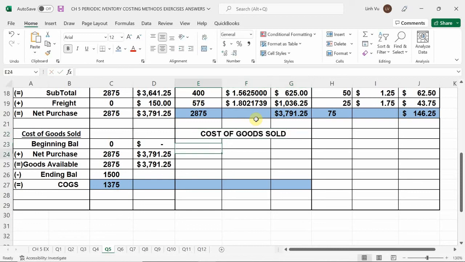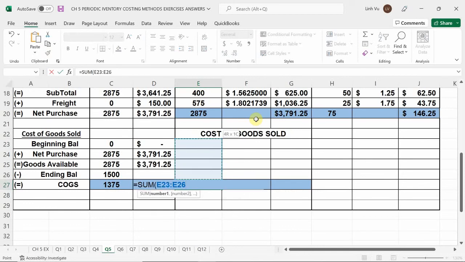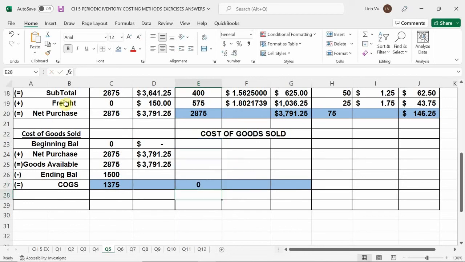Okay. I'm going to make sure I have my running balance here, so when I'm calculating, I know exactly how many units I need. And at the same time, it's going to automatically calculate how much my total cost is going to be.